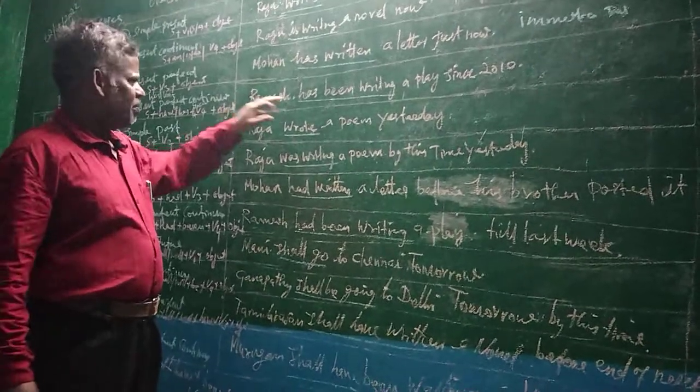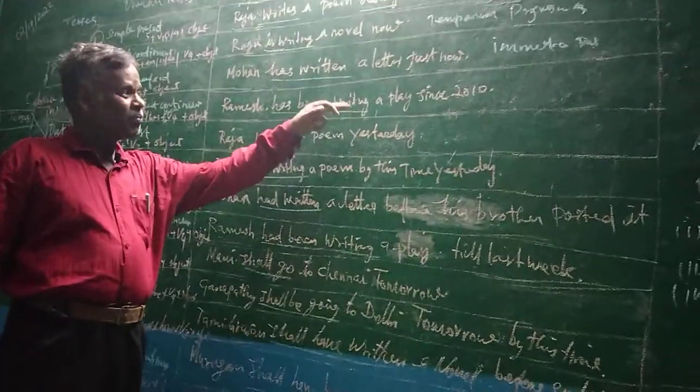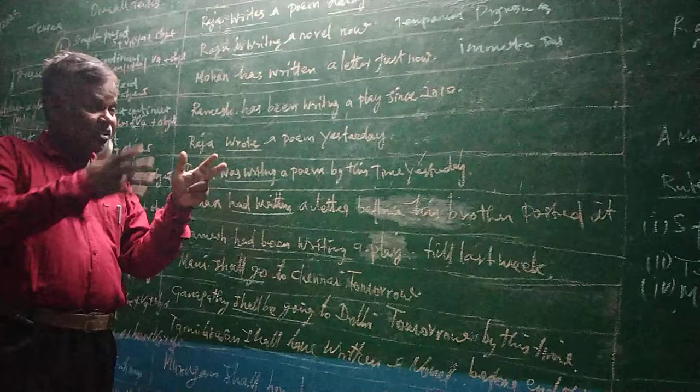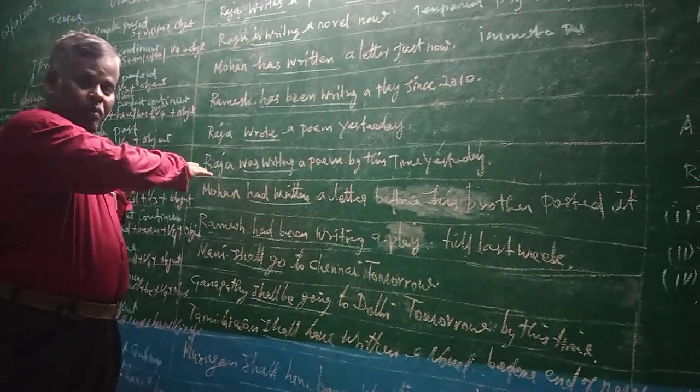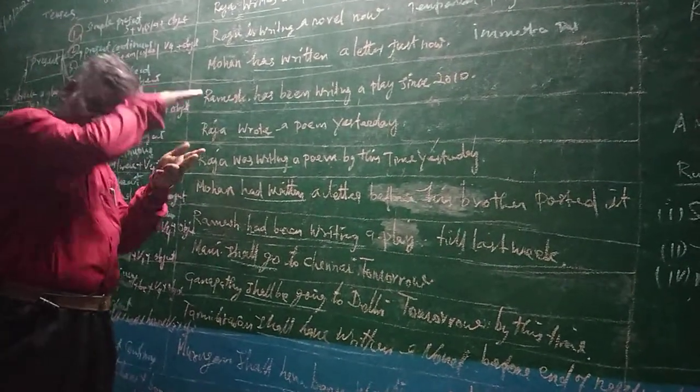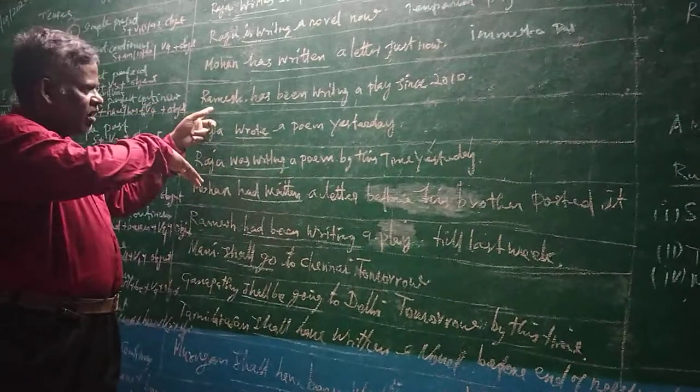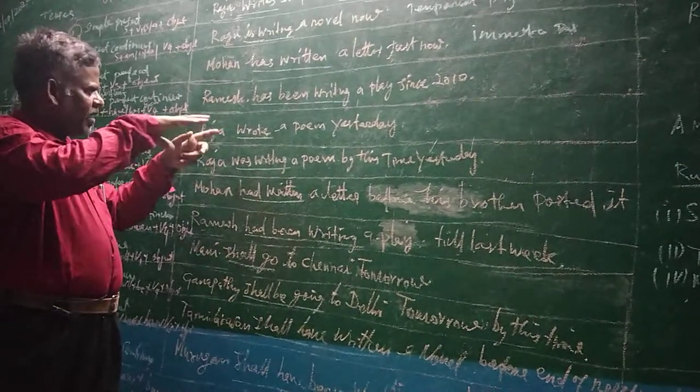Okay, very good. Ramesh has been writing a play since 2000. That means the action started sometime in the past, it is in progress, and it is still going on.